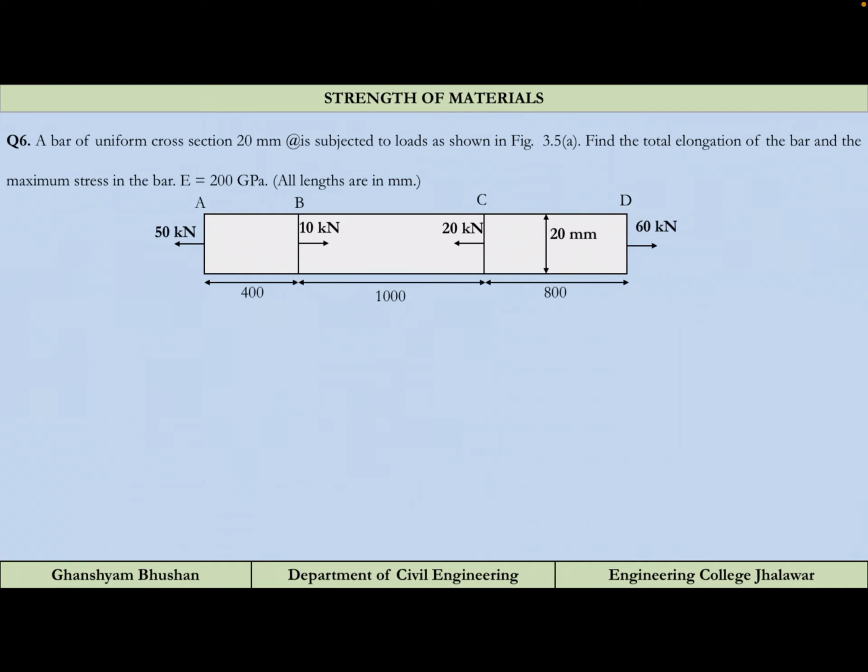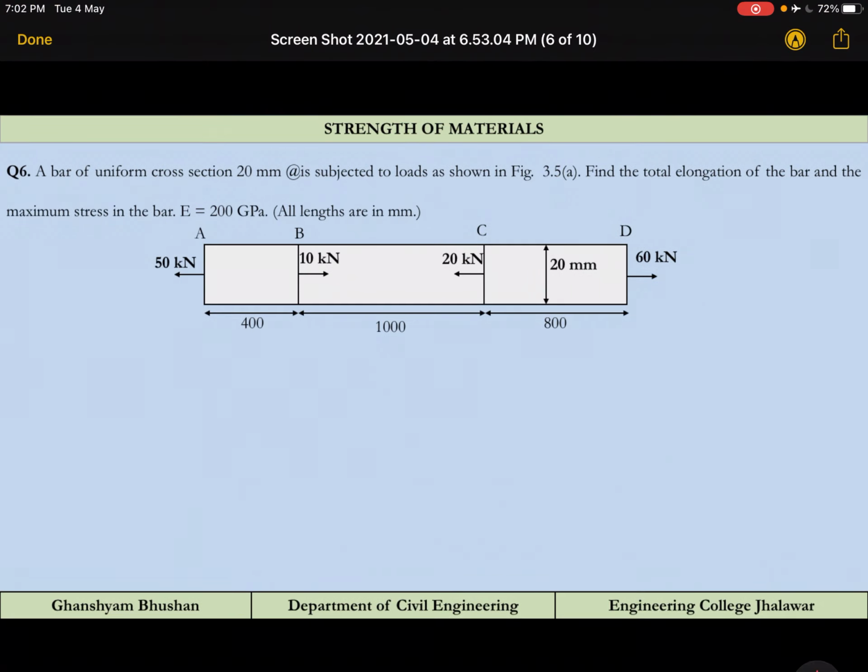So this problem is quite important. You will find this type of problems in standard exams like GATE, ESE. So try to learn the concept seriously. The problem is stating a bar of uniform cross section, 20 mm diameter, is subjected to loads as shown in this figure. So the figure is given here. Find the total elongation of the bar and the maximum stress in the bar.